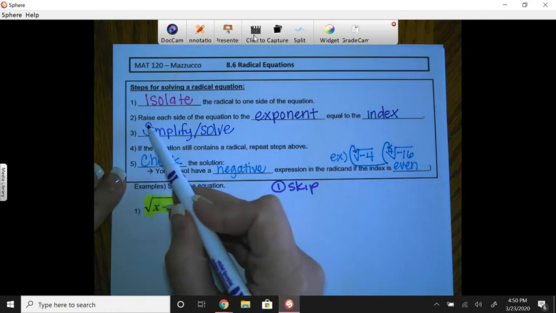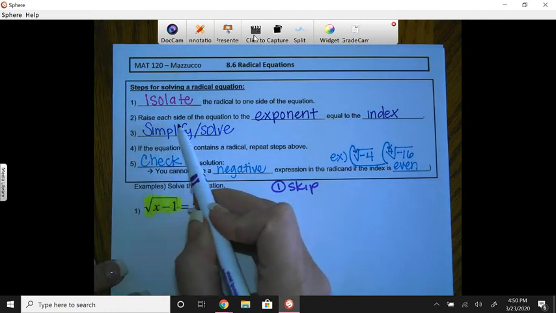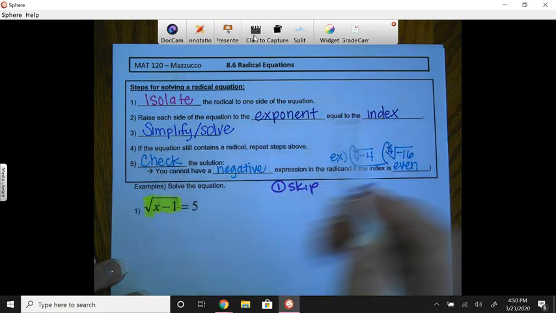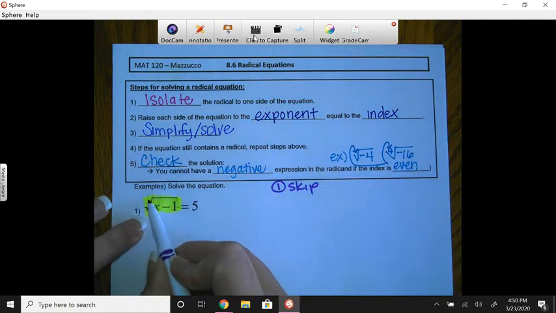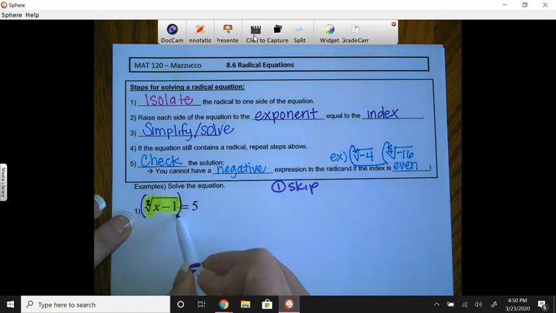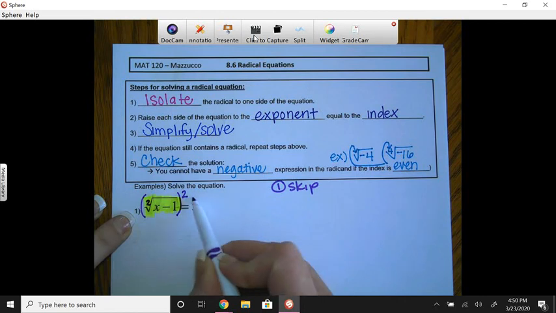Step 2, we are going to raise each side of the equation to the exponent equal to the index. The index in this problem, since there is no little number right here, is a 2. So we are going to raise both sides to the second power. We are going to square. If this was a 3, we would cube both sides. So we're going to square both sides.